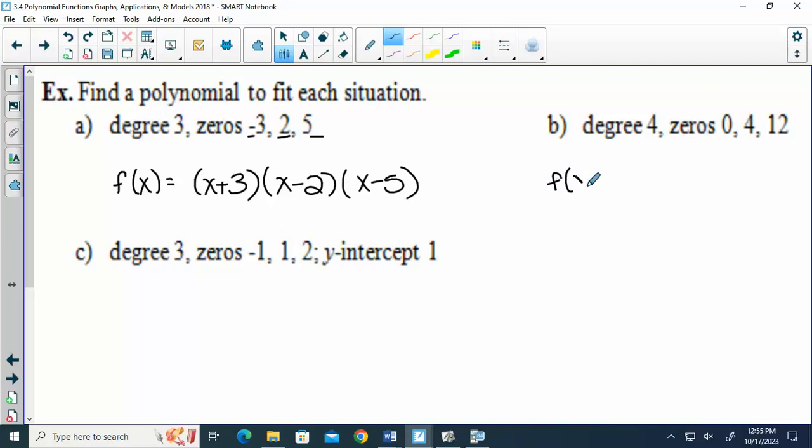I told you it had to be degree 4. If 0 is a 0, what do I put? X plus 0, x minus 0, or even x. They're all going to be the same. If 4 is a 0, we put x minus 4, and if 12 is a 0, x minus 12. What's the degree of this currently? And I need 4. So I didn't tell you which one had a multiplicity. We're just going to have to add it somewhere. But we need one more, and I can't give a new 0, so we just need a square on something. So then it would be 2, 3, 4 for our degree.